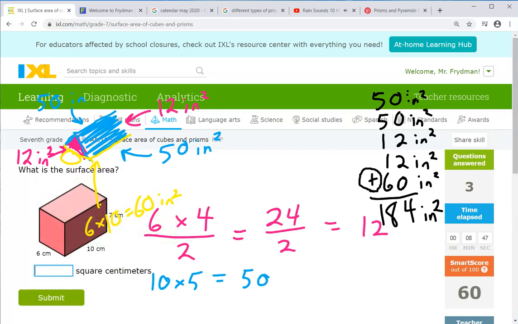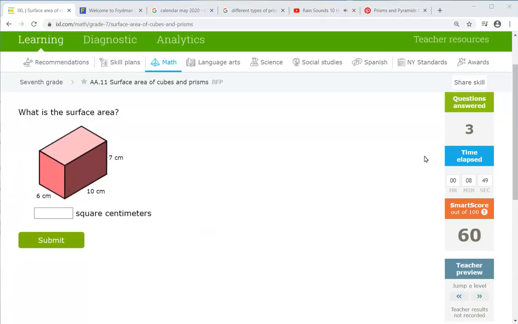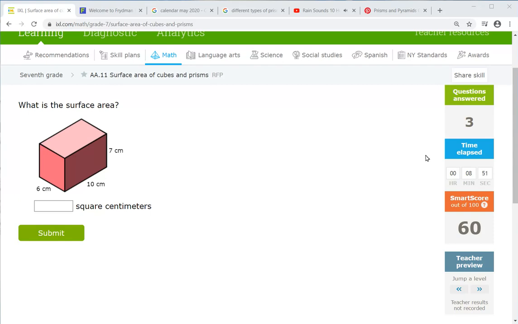Okay, what's the surface area of this prism? Let's do the front. So the front is going to be 10 times 7. So we have 10 times 7, which is 70. That would be square centimeters.